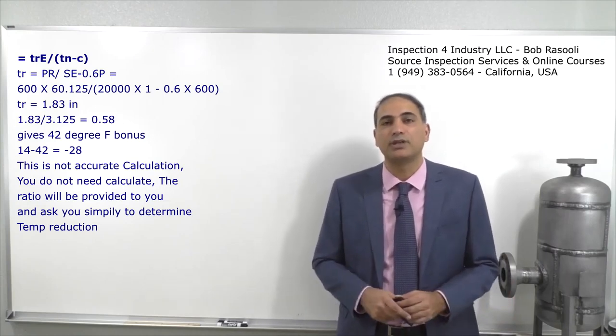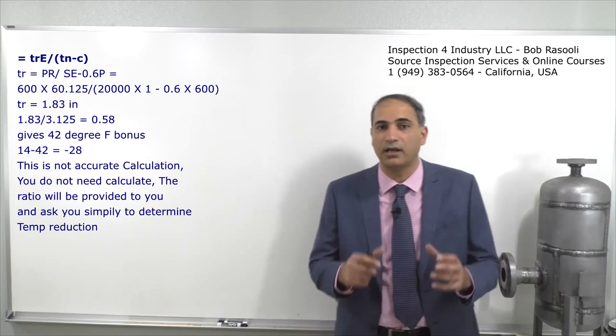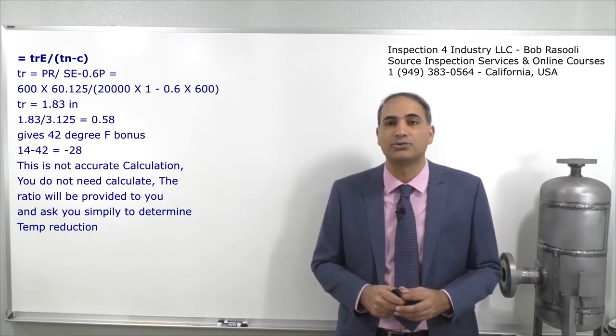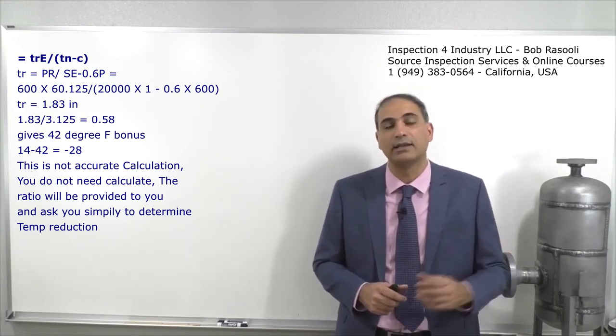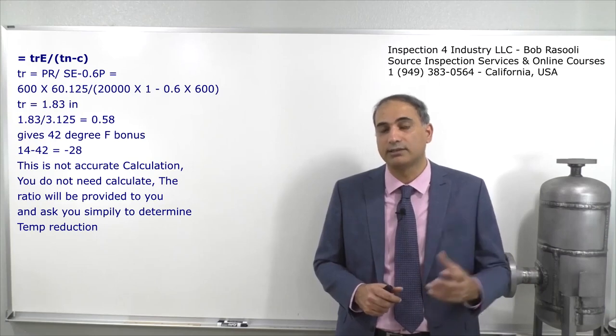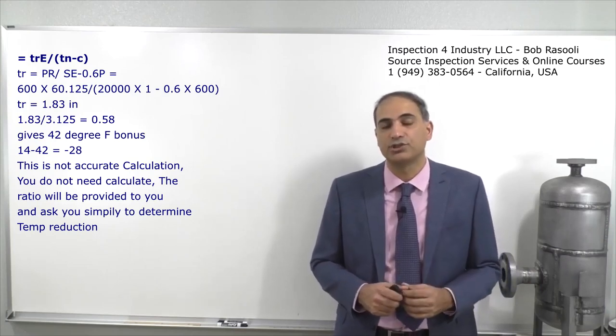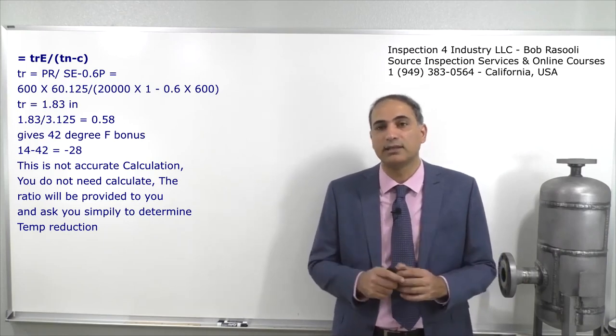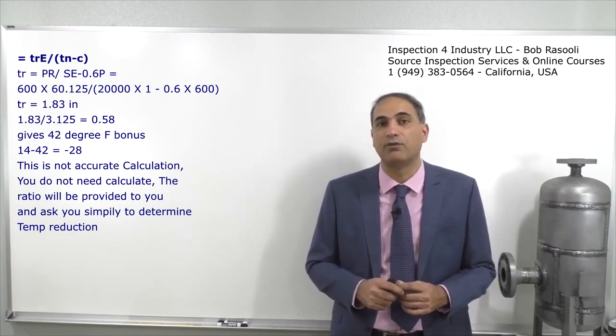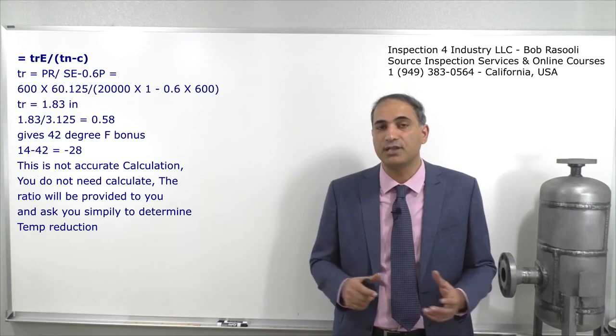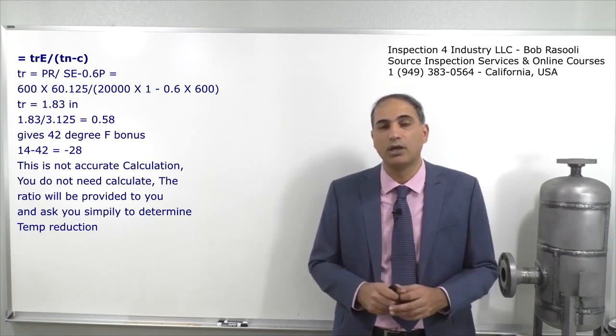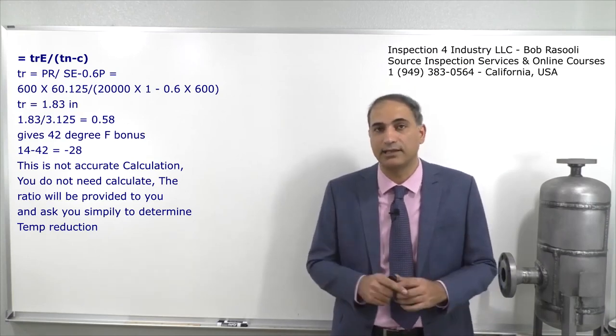And then, as you can see in the calculation on the right, I first calculated the required thickness, and then I calculated the coincident ratio. You can see the required thickness I calculated is 1.83 inches. As I mentioned before, nobody expects you to calculate this.